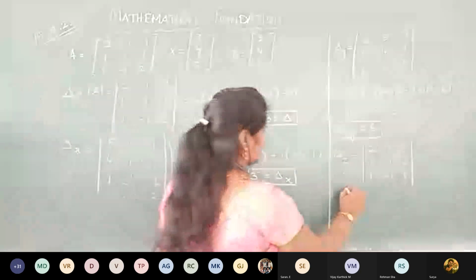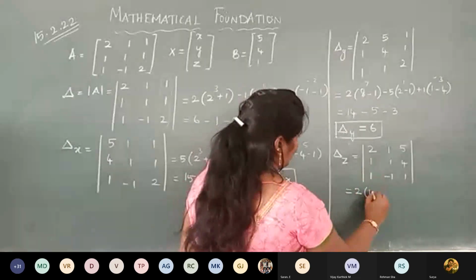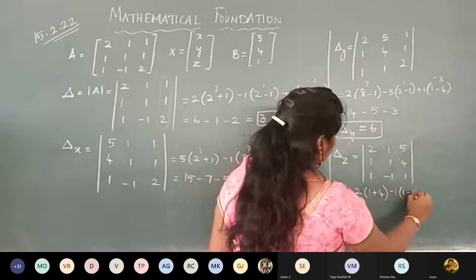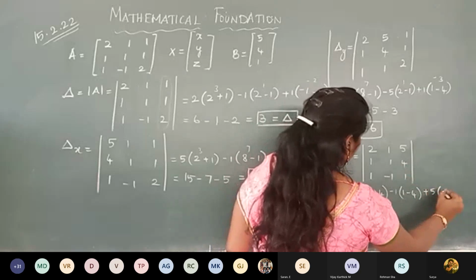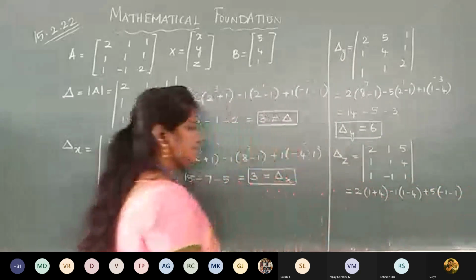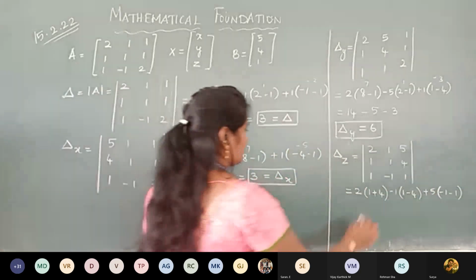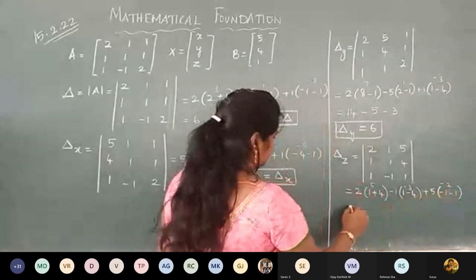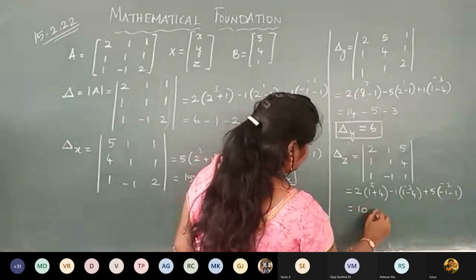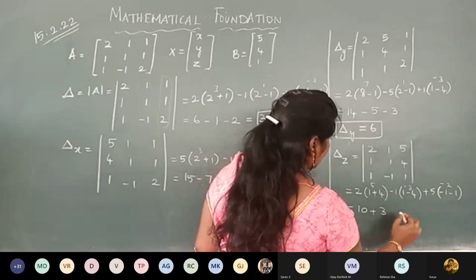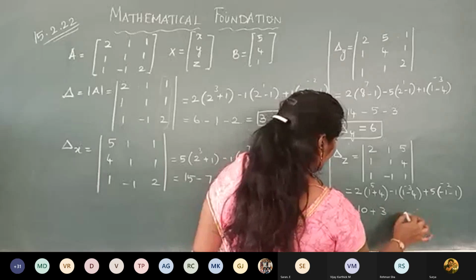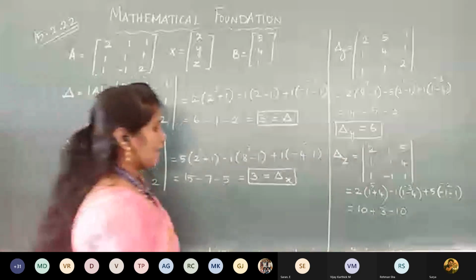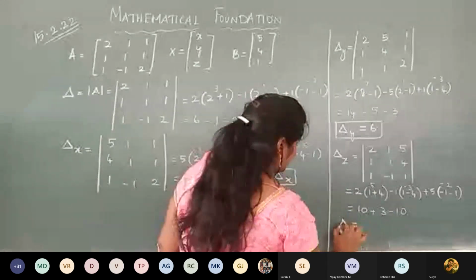Now find out your delta z. So it will be 2 into 1 plus 4, minus 1 into 1 minus 4, plus 5 into minus 1 minus 1. So this will be 5 minus 3 minus 2, 10 plus 3. This is minus this. So you are having your delta z to be 3.